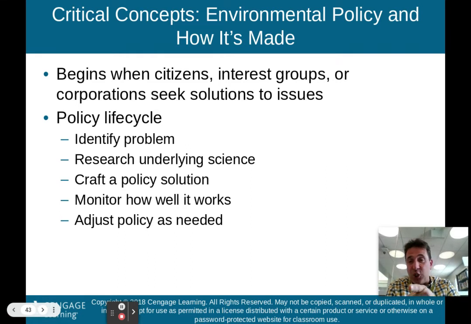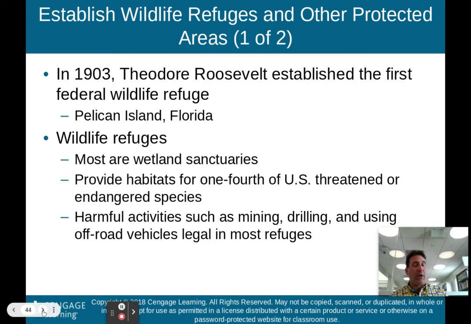It begins when citizens, that's you and me, interest groups or corporations seek solutions to issues. So a policy life cycle. You need to first identify the problem. Number two, you research the underlying science behind the problem. You then craft a policy solution. You then monitor how well it works, and then you adjust the policy as needed. We talked about how the Endangered Species Act was amended several times since 1973. That's because it was monitored, worked well in some areas, didn't work well in some areas, and so the policy was adjusted. Okay, so that's how it's made.